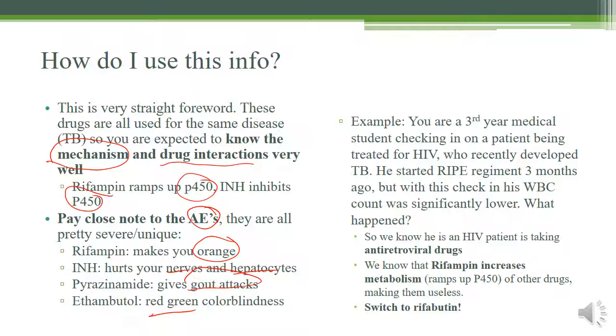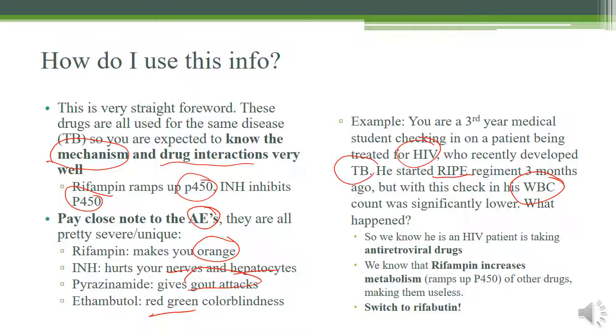Now here's an example of you being a third-year medical student and you're checking in on one of your patients who has been being treated for HIV. He's recently developed TB, so he's being treated for HIV and TB, and he was started on the RIPE regimen 3 months ago. But with this check, his white blood cell count was significantly lower.